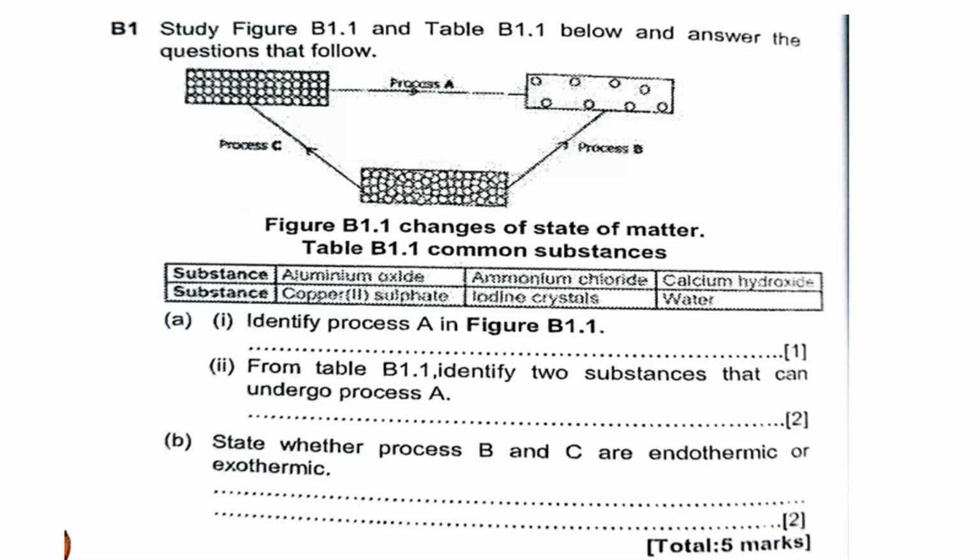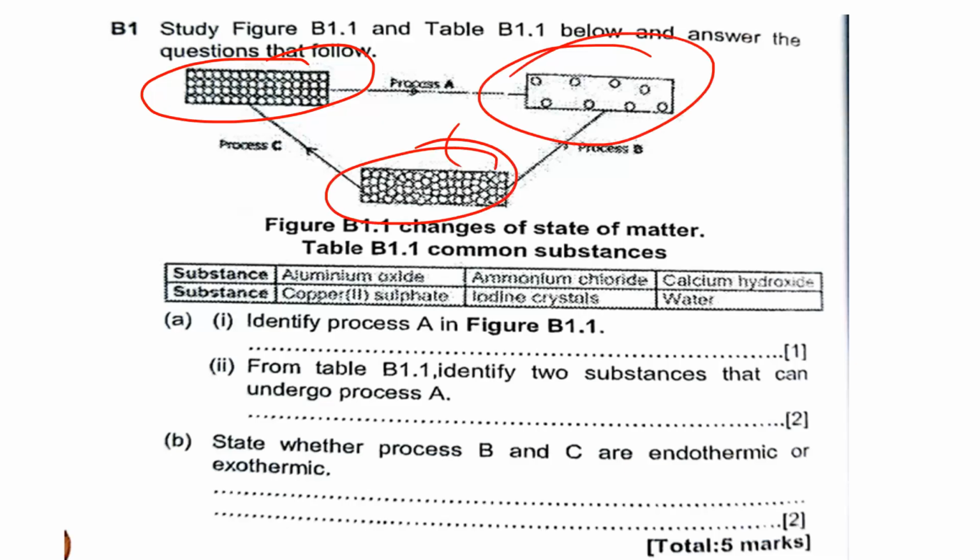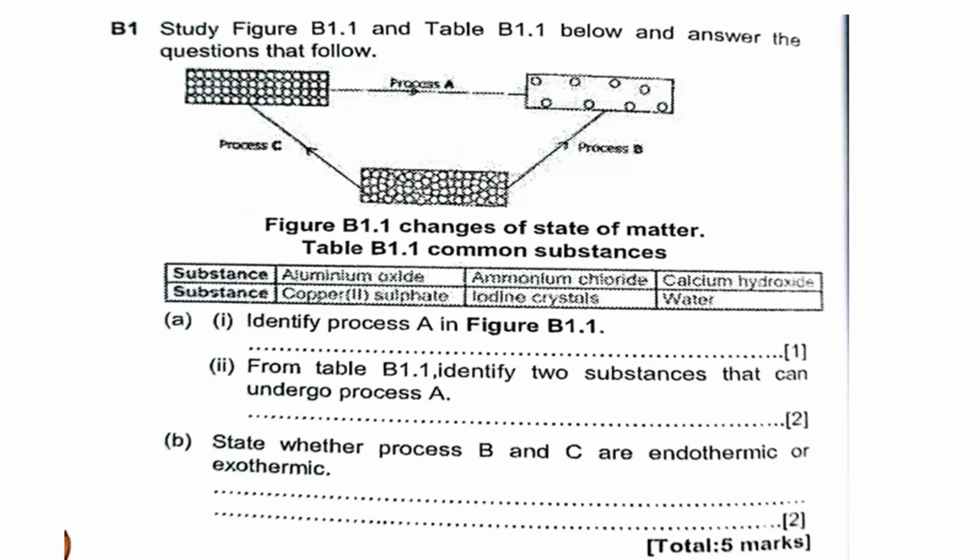So as you can see, this is figure B1.1. There's this part, there's this part, there's this part. And I'm sure by now something is coming in your mind. What part is this? So as you can see, these are states of matter: solid, liquid, and gas. You just need to identify which one is which. Now, this figure represents the changes of state. So we have the states of matter and of course the changes of state.